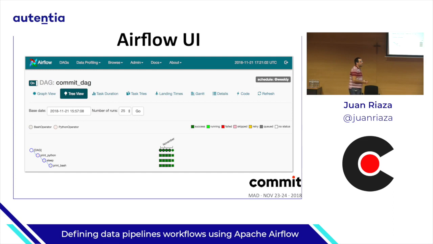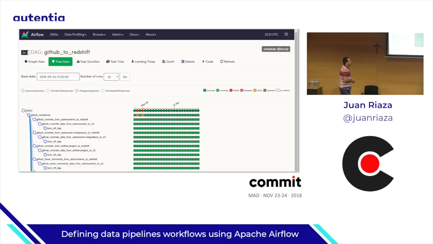And then we have this tree view. In this case, each column is a whole DAG run. This has been running for 4 weeks, but we could check a more complex one. In this case, on the first runs, there have been some failures.